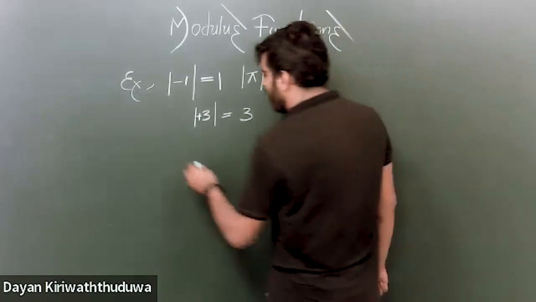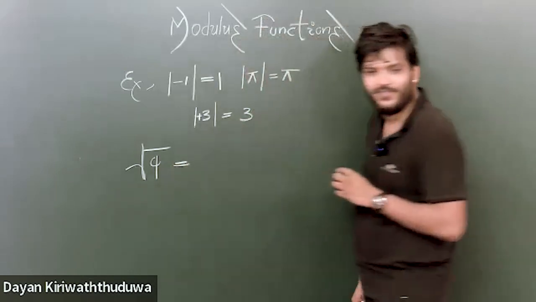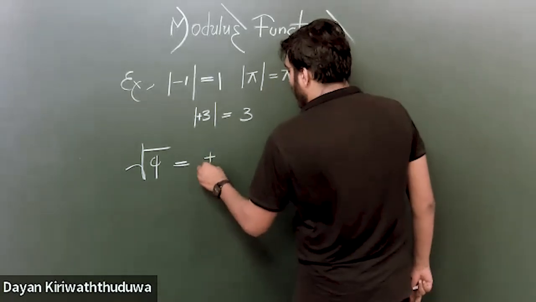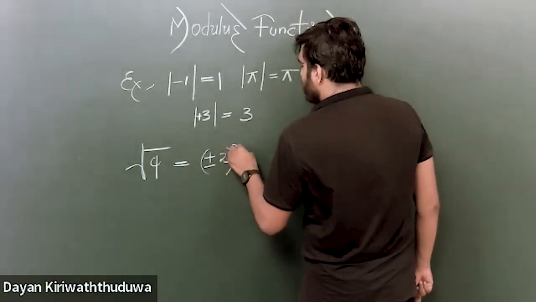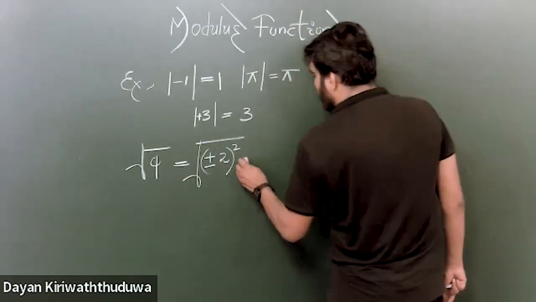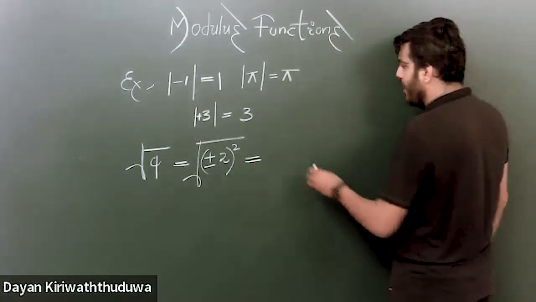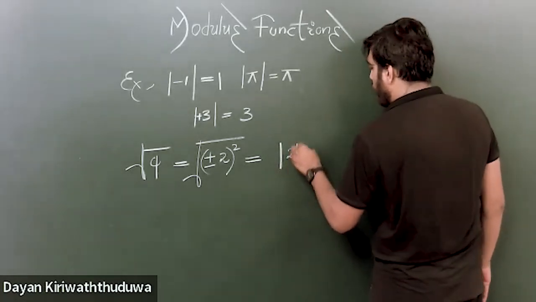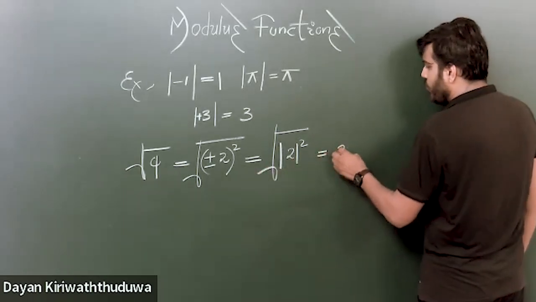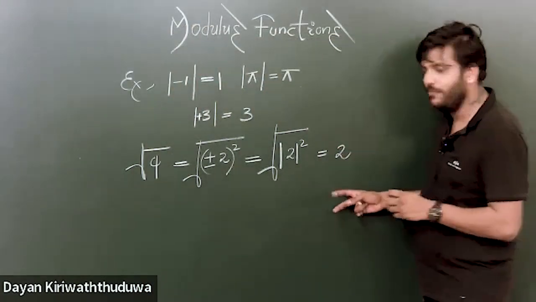So let me tell you another nice example. Let's say square root of 4. Square root of 4 is plus or minus 2 whole thing squared square root, isn't it? Technically speaking, plus or minus 2 is just the representative of the magnitude. So we can write this is magnitude of 2 whole thing squared square root. So square root of 4 is nothing but 2. There's no pluses, there's no minuses. At the meantime, you can tell this is plus or minus as well with this logic, right?